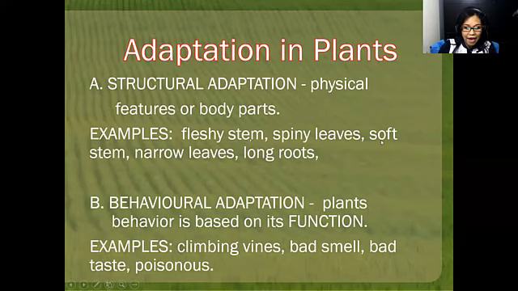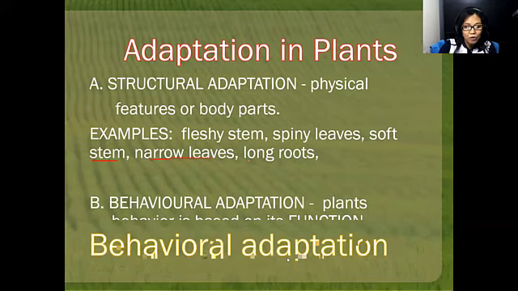And some plants have soft stem. And some plants have narrow leaves. And also some plants have the characteristic of long roots. These are all adaptations that describe the parts of the plants that help them to survive in their environment or habitat. Let's go to number two, the behavioral adaptation.